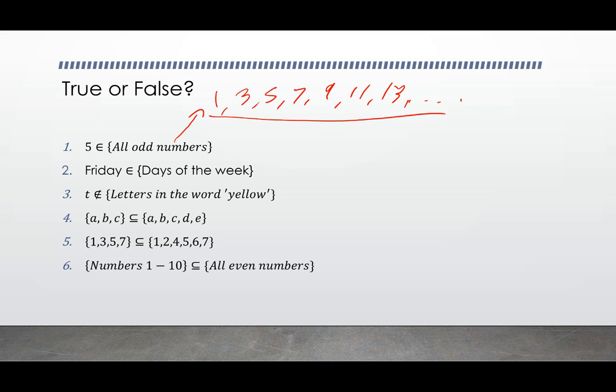So these are the elements within that set because these are all odd numbers. 5 is definitely an odd number. 5 falls within that set, so this is true. 5 is an element of that set.